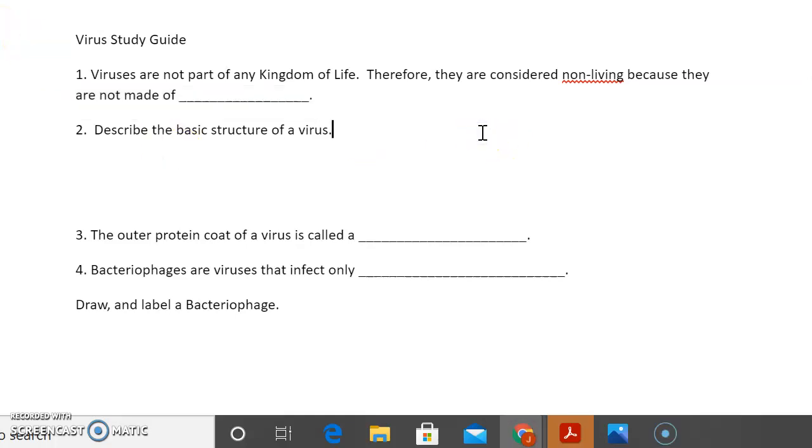Okay, I'm going to go over the virus study guide with you. Number 1 says viruses are not a part of any kingdom of life. Therefore, they are considered non-living because they are not made of cells.